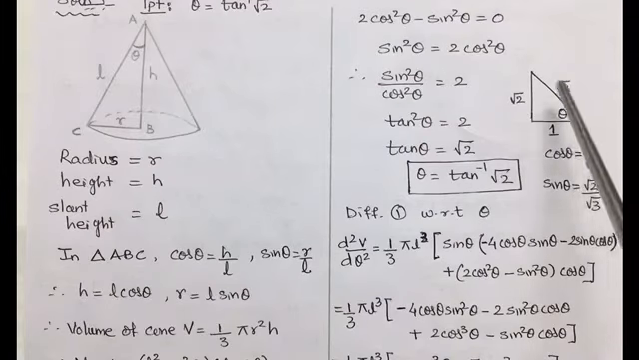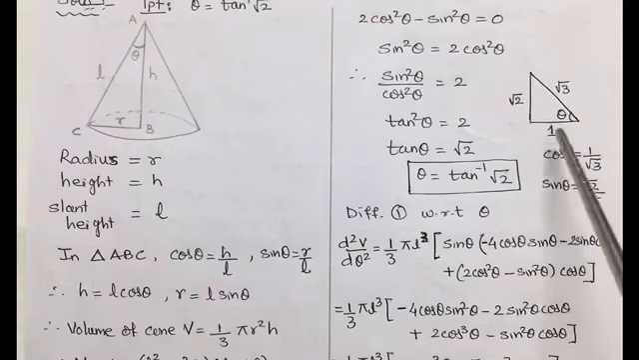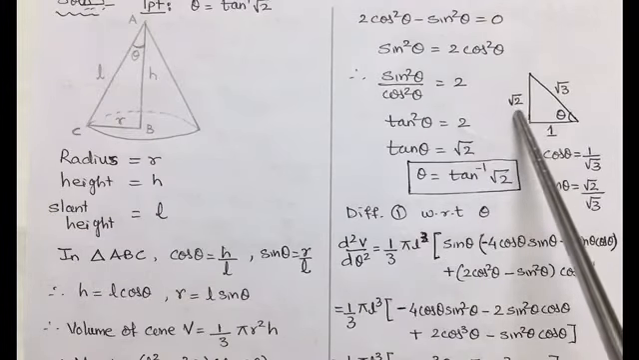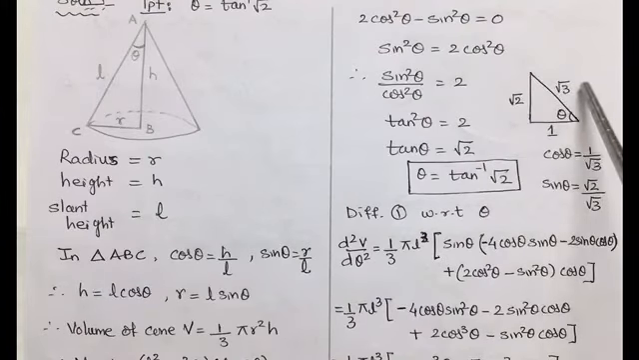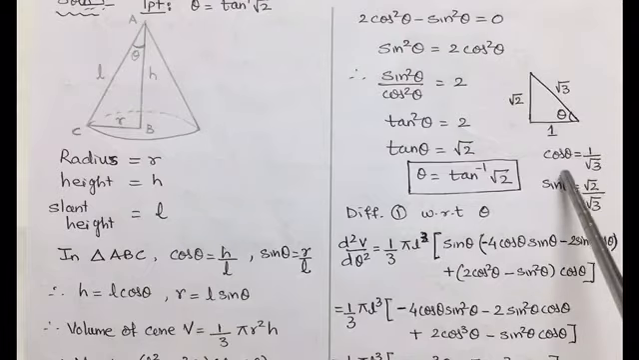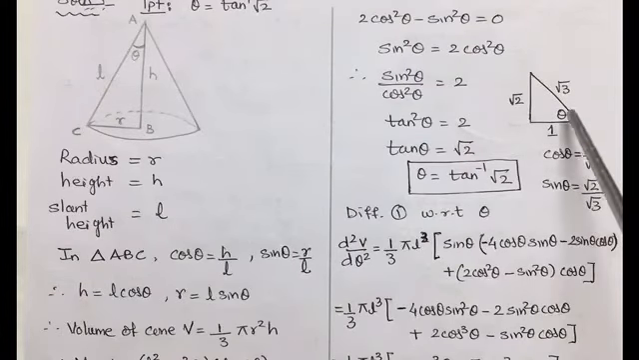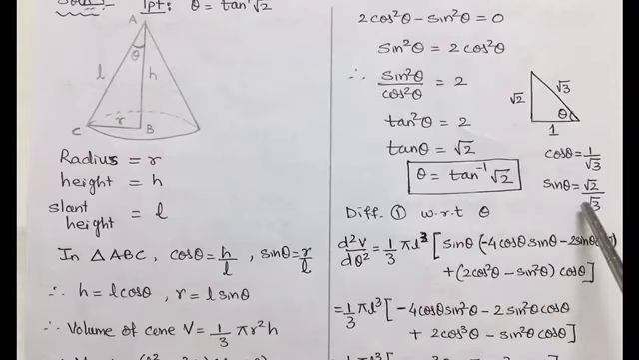Now taking up the Pythagoras for the value of sin theta and cos theta. If tan theta is root 2, so perpendicular is root 2, base is 1, hypotenuse comes out to be root 3. So cos theta value becomes 1 by root 3, sin theta value becomes root 2 upon root 3. This calculation we have done so that in the second derivative we can substitute the value of sin theta and cos theta.